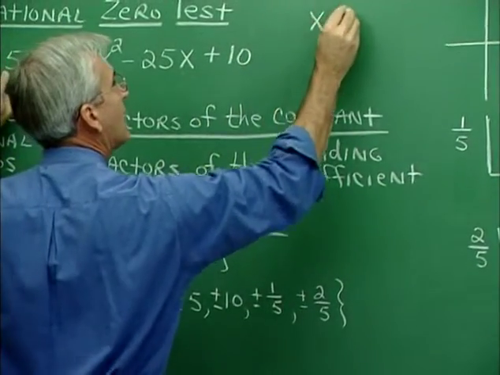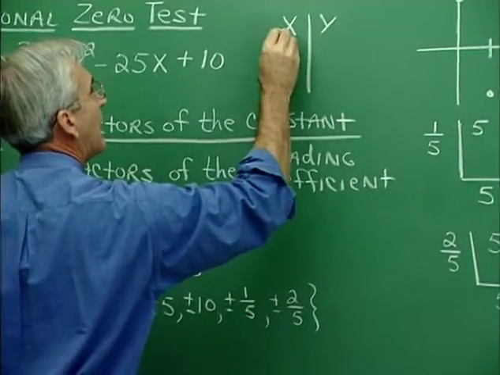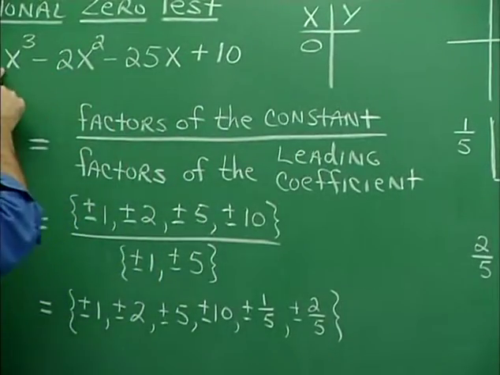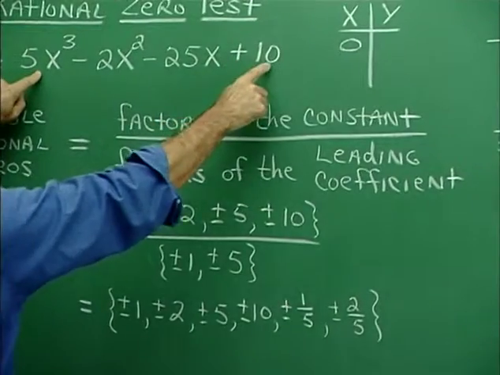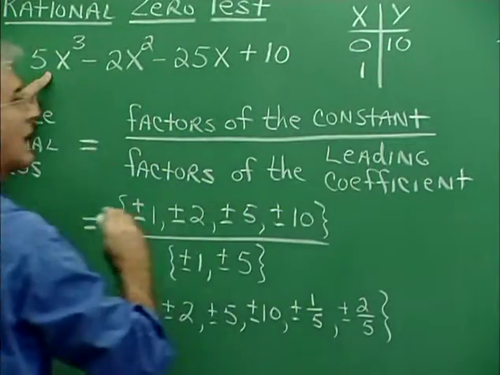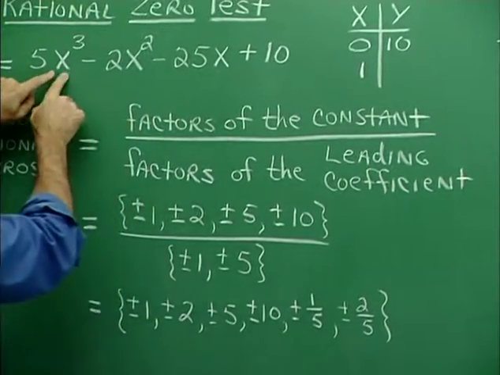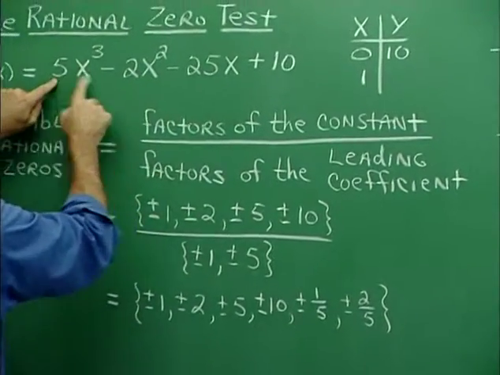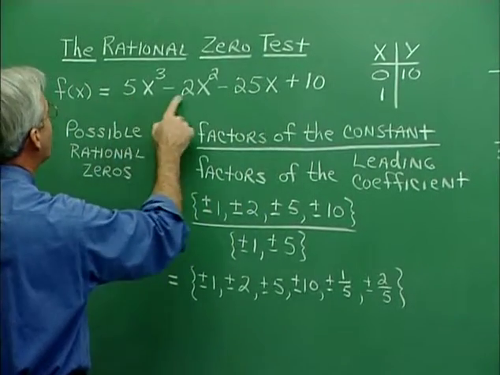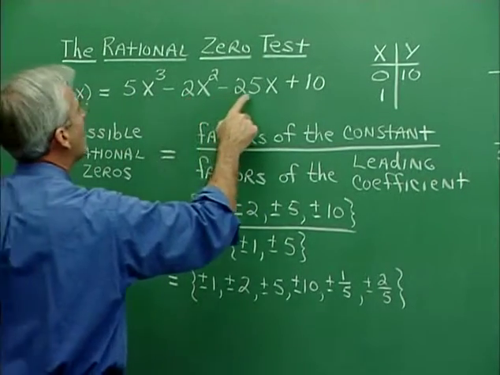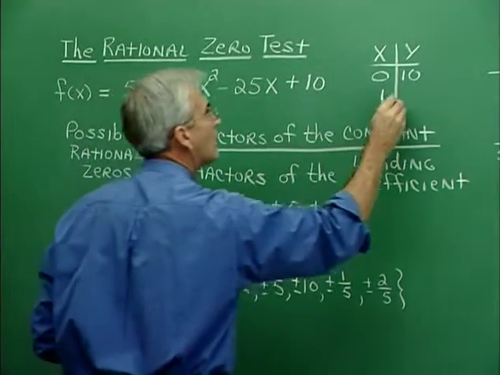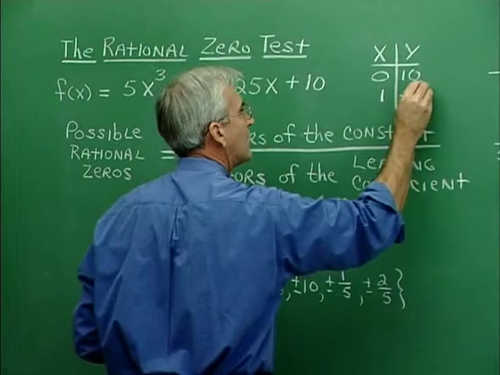We're going to start with x and y pairs, and let's say x is 0. Now, if x is 0, all of these terms go out, and we have 10. So when x is 0, y is 10. Now, what about when x is 1? If x is 1, then we have 5 minus 2 minus 25 plus 10. 5 minus 2 is 3. 3 minus 25 is negative 22, plus 10 is negative 12. So when x is 1, y is negative 12.